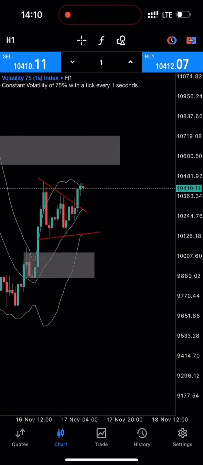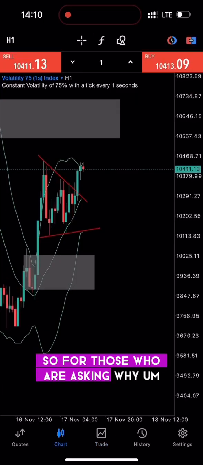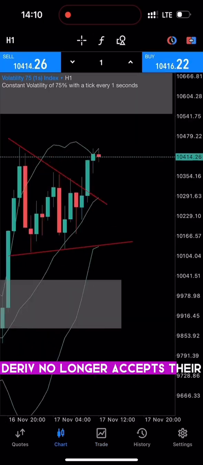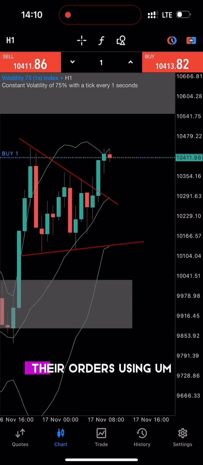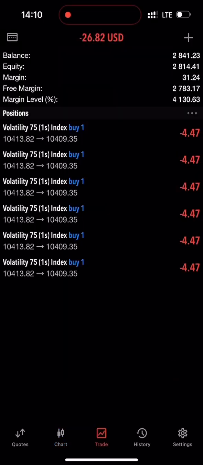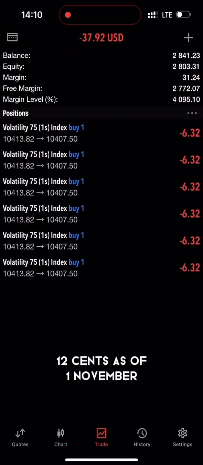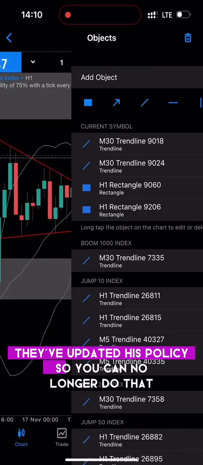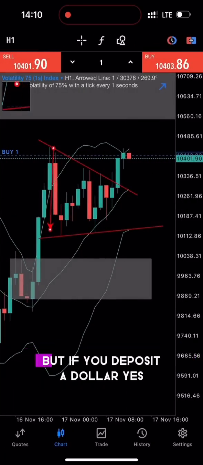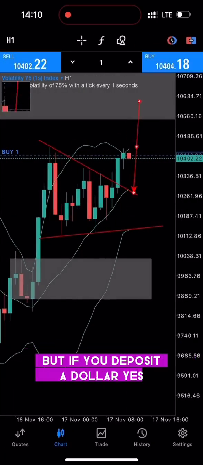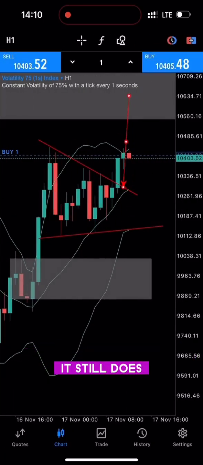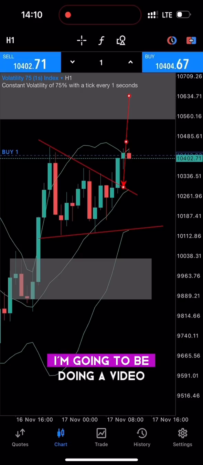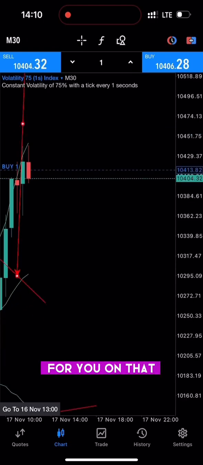Okay. So for those who are asking why Deriv no longer accepts their orders using cents, like 3 cents, 12 cents, as of 1 November, Deriv updated its policy, so you can no longer do that. But if you deposit $1, yes, it still does. It can still work. I'm going to be doing a video for you on that.